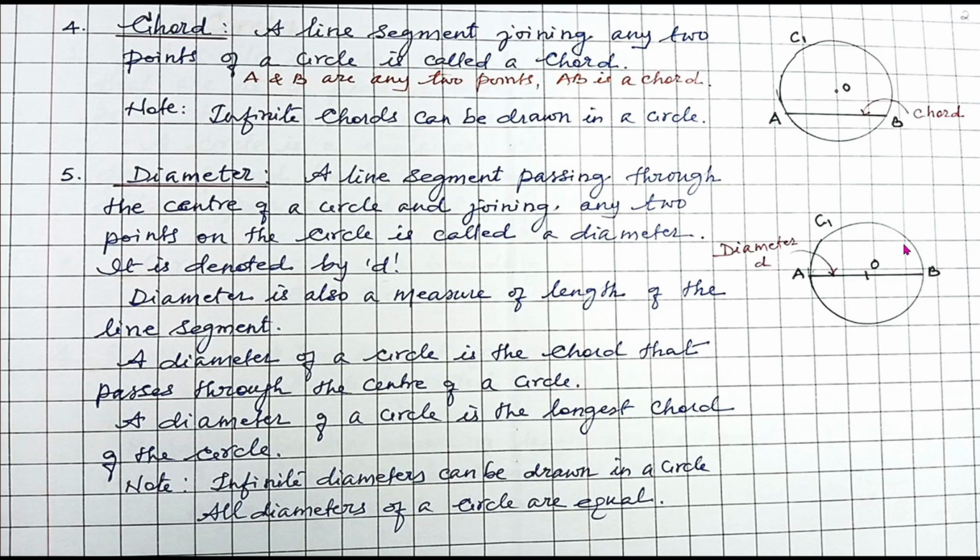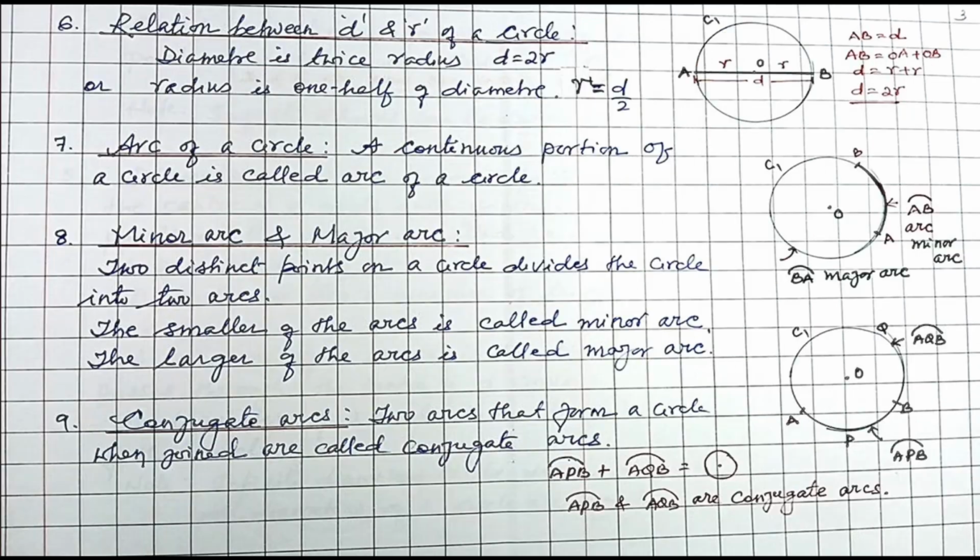A diameter of a circle is also defined as the biggest chord, or a chord which passes through the center of the circle. So please remember that in a circle the longest chord is the diameter. Infinite diameters can be drawn in a circle, and all the diameters of a circle are equal. Remember that.